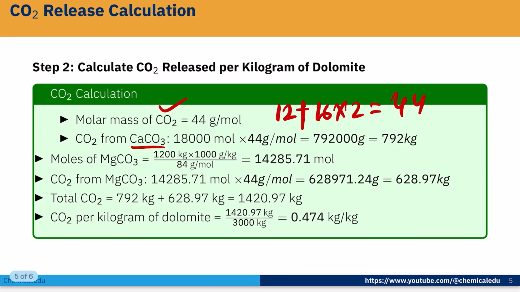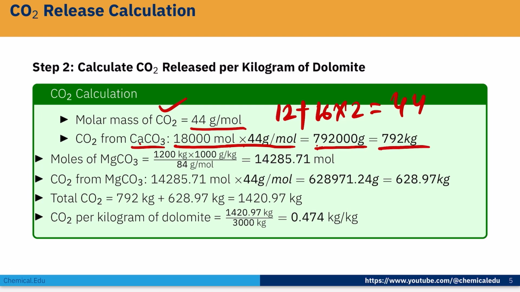So the carbon dioxide produced from calcium carbonate is 1800 mole, and if we multiply it with 44 gram per mole, that will be the amount of carbon dioxide actually produced from calcium carbonate. So that is 72900 gram. Now if I convert gram to kg, that will be 792 kg.